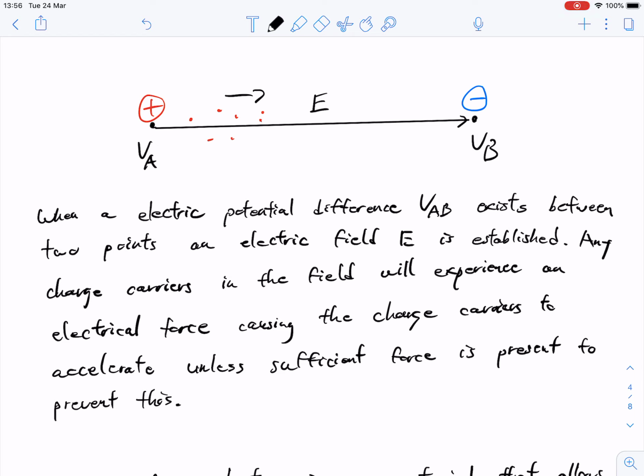Okay, so we could apply it across a conductor. We can apply it across an insulator. An electric field will form in between that. Okay, and any charge carriers in the field will experience an electrical force.